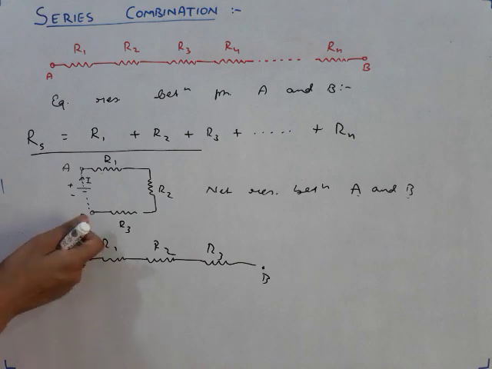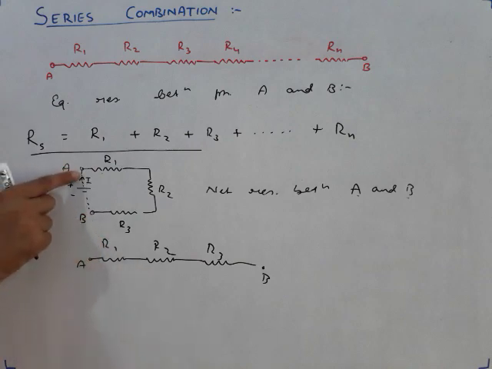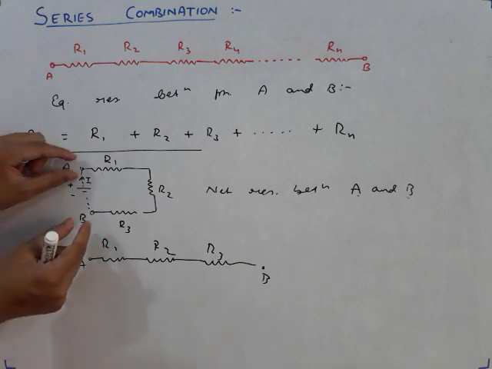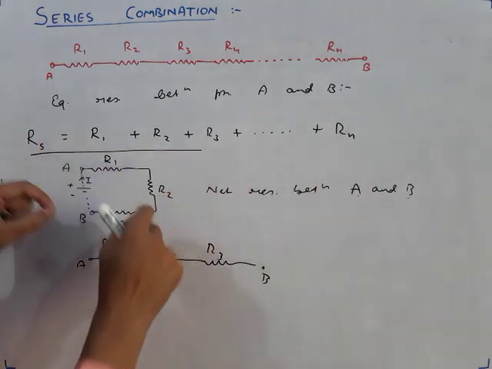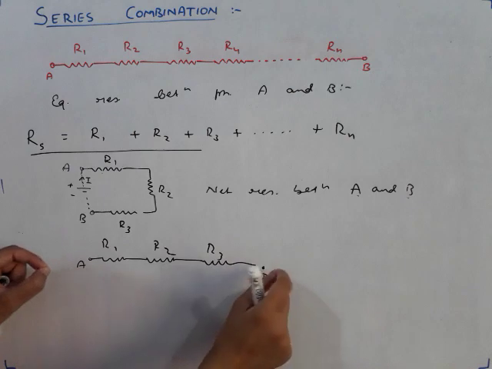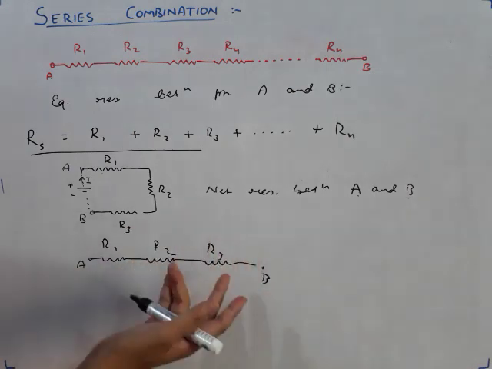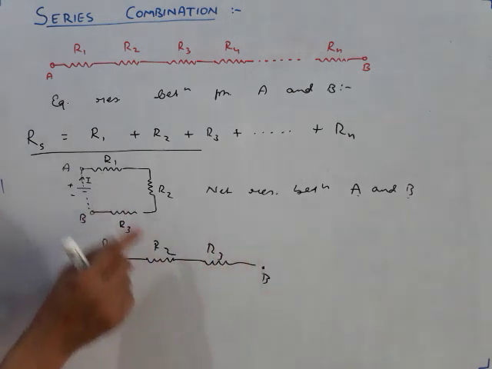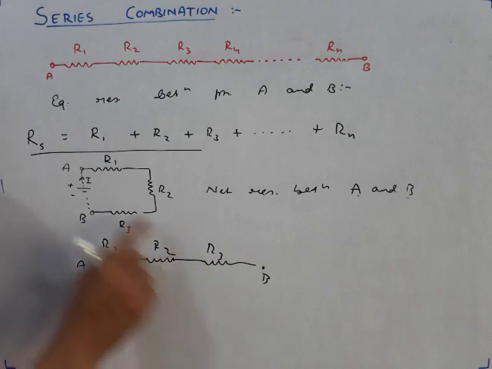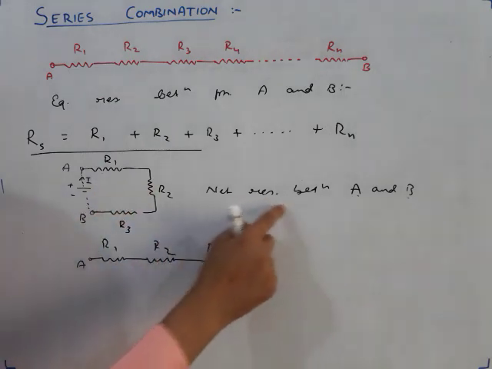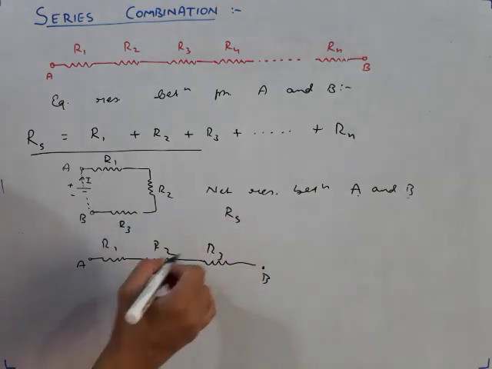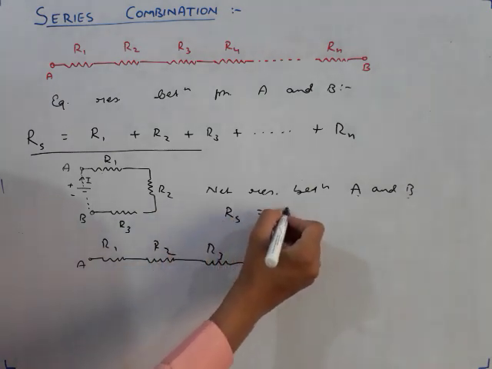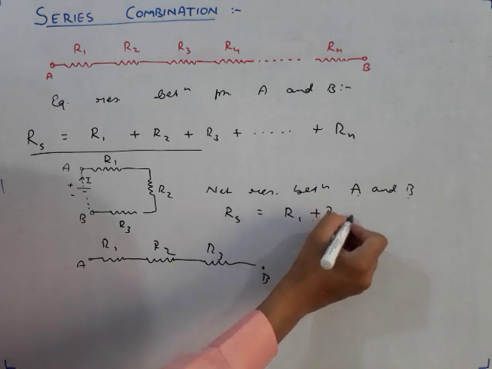Imagine holding the point B and point A. Hold these 2 points in your hand and then stretch this. If we stretch this combination, will it not become straight like this? Yes. So that means these 2 combinations are same. They are in series, so these are also in series. So net resistance between points A and B here, if it is represented as Rs, then that will be how much? R1 plus R2 plus R3.